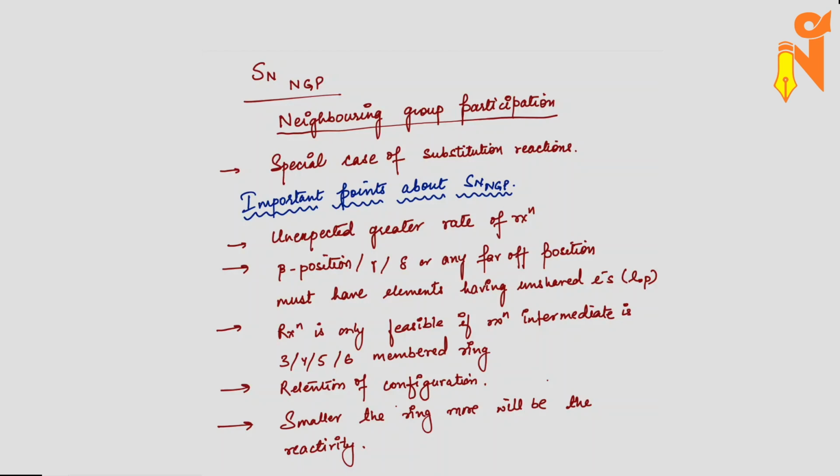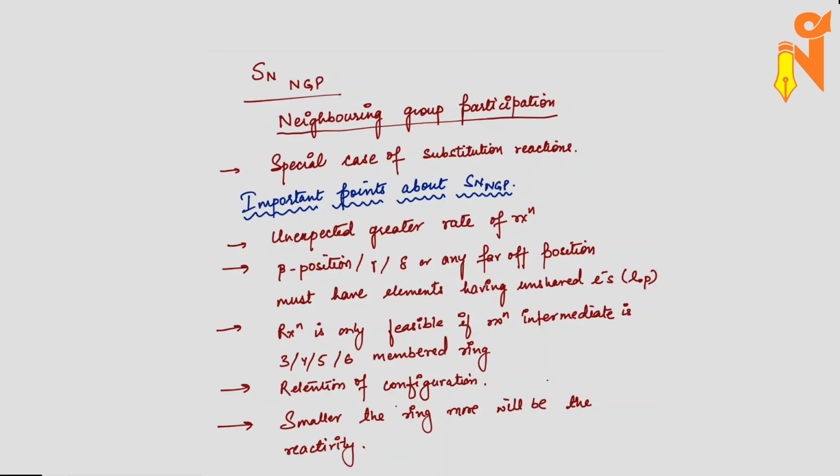So basically the concept which is applicable over here is very similar to SN2, or basically it's like extended SN2, a combination of SN2 and SN1, and that is what neighboring group participation is. As I said, this is a special case of nucleophilic substitution reactions. There are some important points which we'll discuss about SNNGP first, and then I'll tell you how it works.